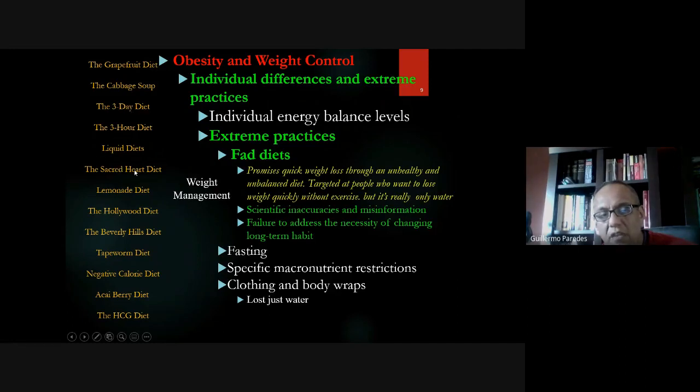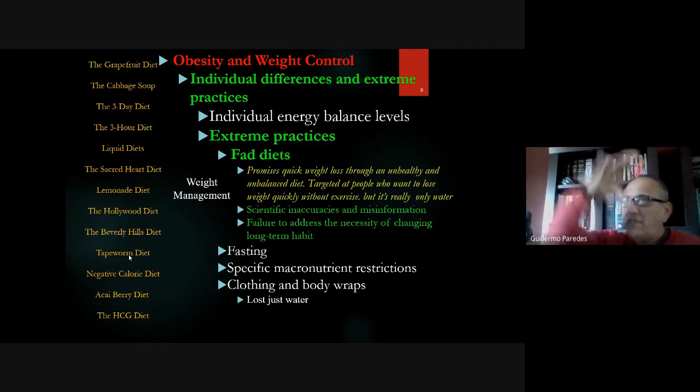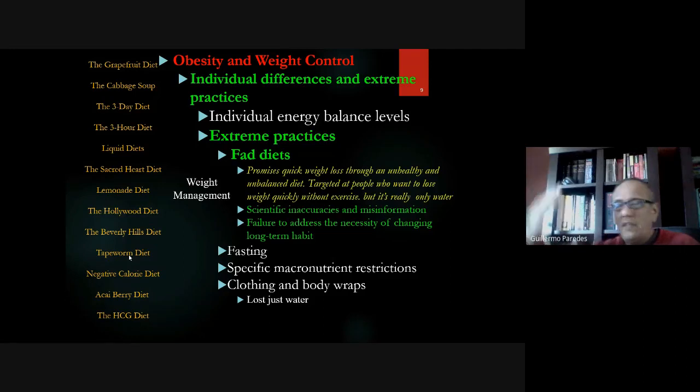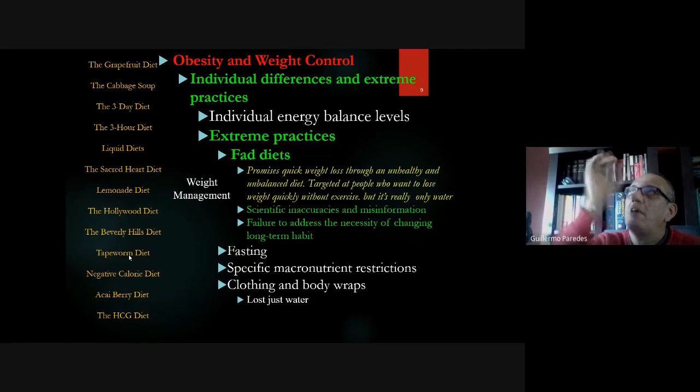liquid diet, Sacred Heart diet, I don't know what it is, lemonade diet, I was trying that a long time ago, Hollywood diet, the Beverly Hills diet, the tapeworm, yes, they put worms in your body. What is the worm doing, especially hookworms like Necator americanus, which is very common in the United States. This is the lumen. I'm the worm. As a worm, I'm going to bite your intestinal mucosa, like this, and then I start to bleed, and the blood comes into my mouth. That is how it happens with these tapeworms.